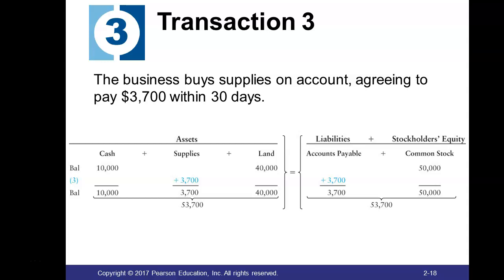So let's take a look at the next one. The business buys supplies on account, agreeing to pay $3,700 within 30 days. Very important key words. On account means you didn't pay it in cash. That means you pay it later. That means an obligation exists. The amount of the transaction is clear, which means you can record it because you know what the dollar amount is, $3,700.